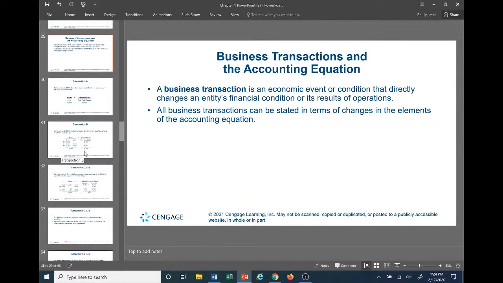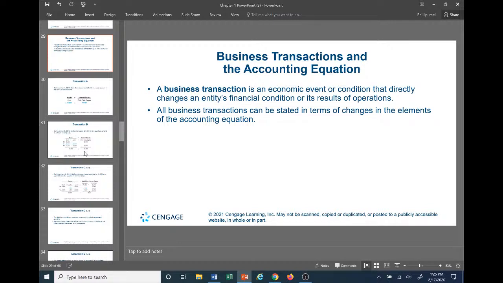So let's talk about some business transactions in the accounting equation. First, let's talk about what a business transaction is. A business transaction is an economic event or condition that directly changes an entity's financial condition or its results of operations. So anytime a transaction occurs, the results of operations are going to change, as is the financial condition. Because at the end of the day, the results of operations are going to be closed to the financial condition of the company. And we'll get to that later on in the semester. But for now, a business transaction is an economic event or condition that directly changes the entity's financial condition or its results of operations.